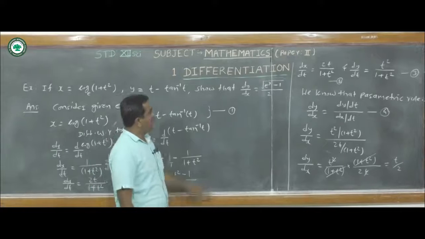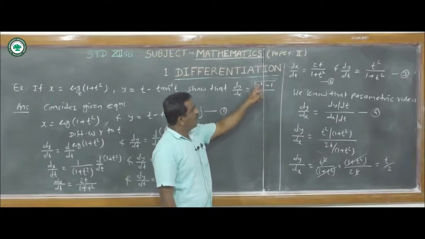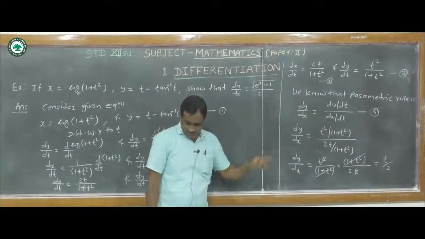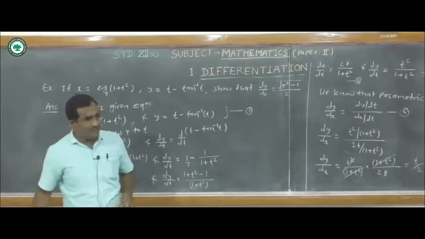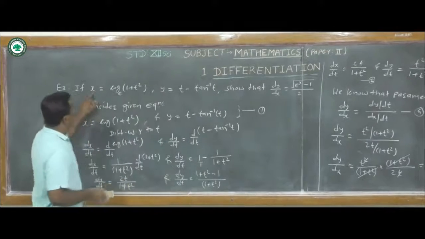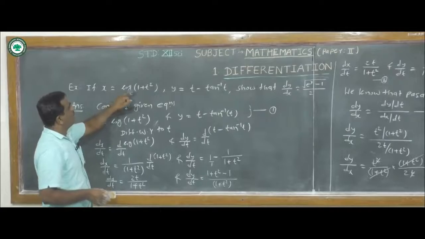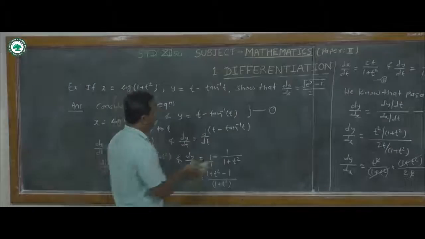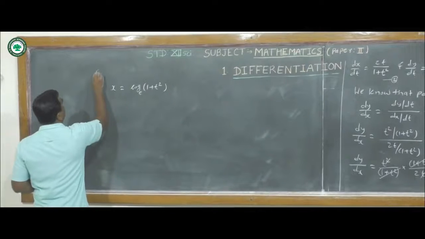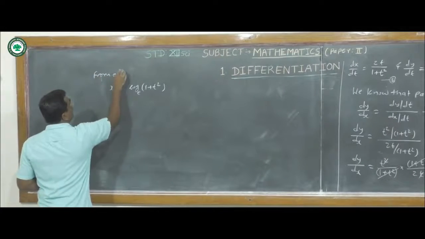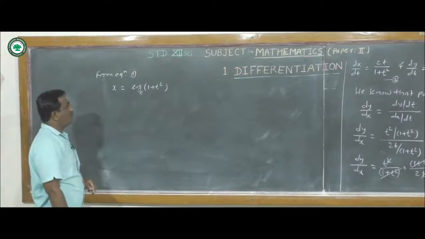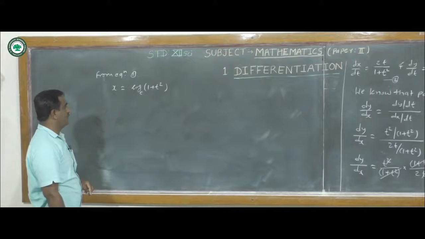But we have to prove that dy by dx is equal to (under root e raised to x minus 1) upon 2. Therefore, now we use equation first here. From equation first, consider x is equal to log of (1 plus t square) to the base e.